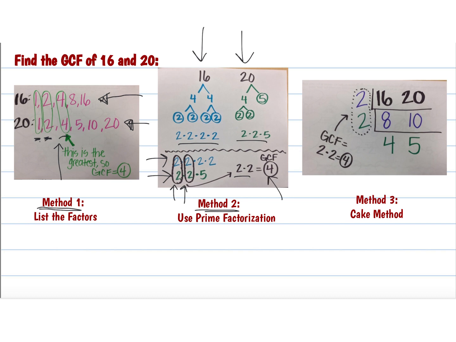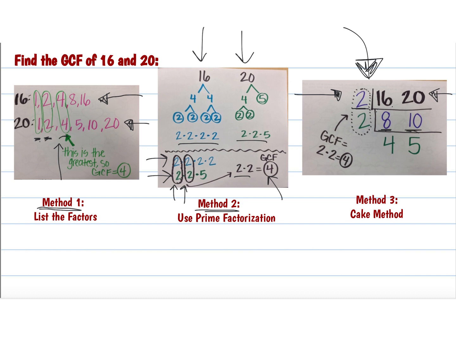And then we have the cake method, which is one of my favorite methods. Notice that I start with 16 and 20. I think of any number that 16 and 20 can both be divided by. So they could both be divided by 2. So I put a 2 here, and then I actually divided. So 16 divided by 2, this is how I got my 8, and this is how I got my 10.